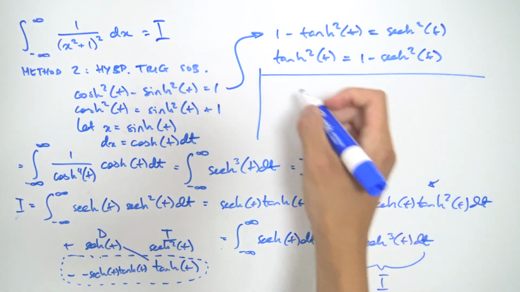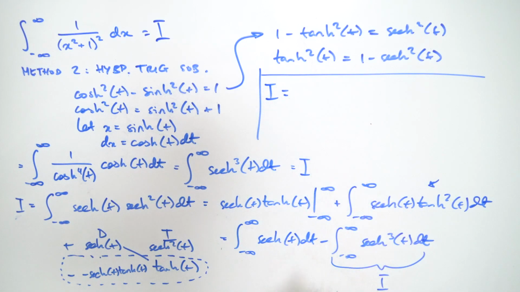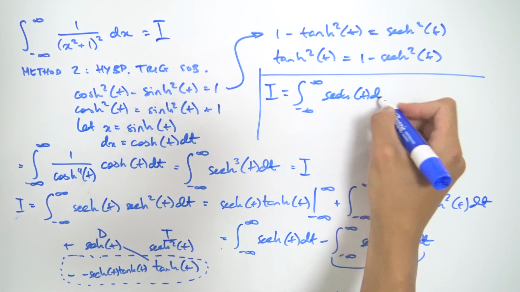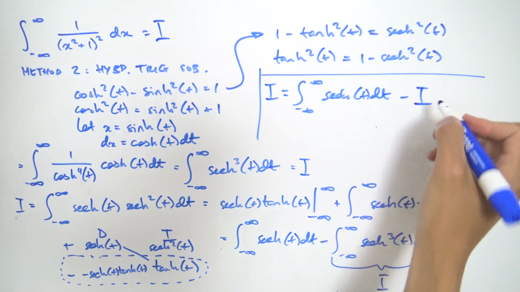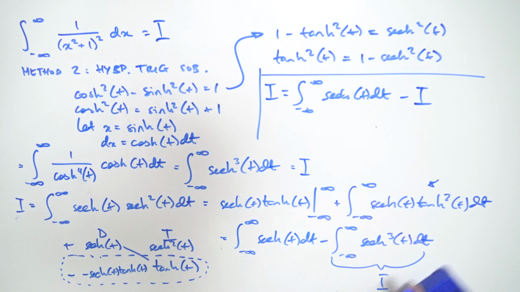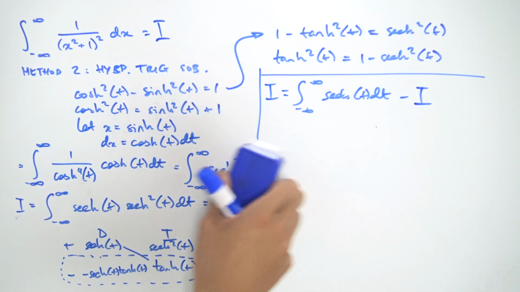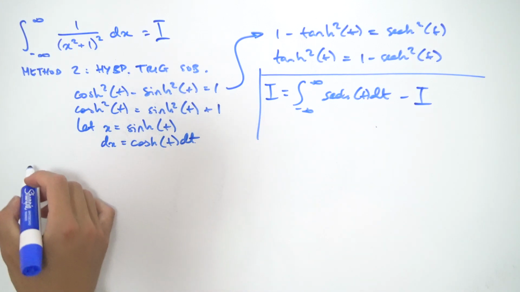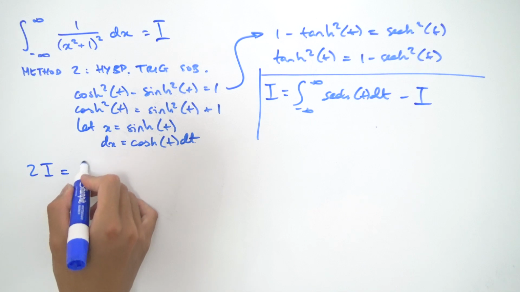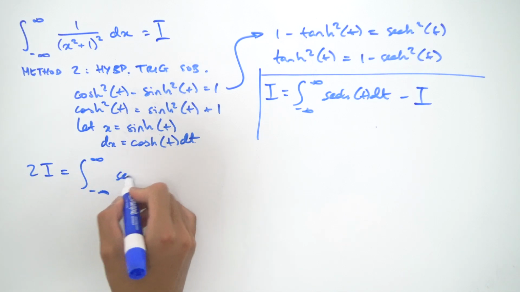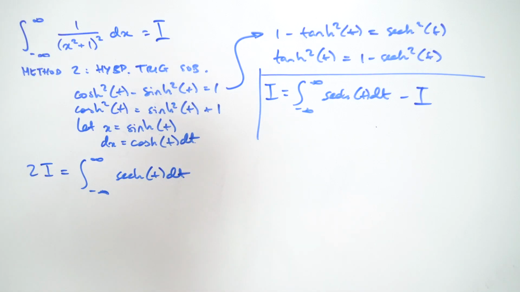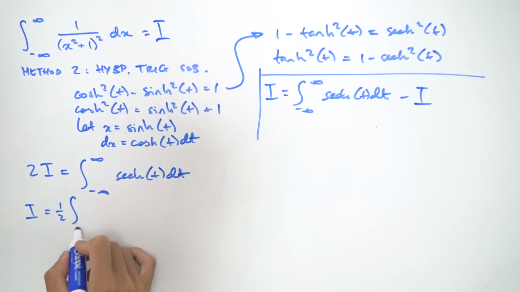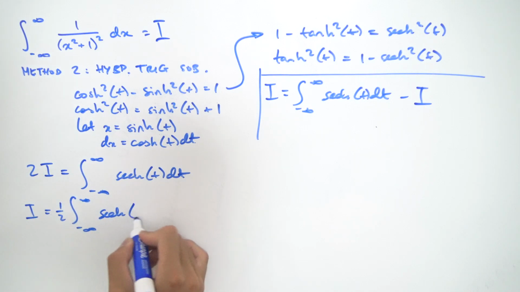We just found out that our I is equal to the integral from minus infinity to infinity of sec of t integrated with respect to t, minus I. And remember, I was the thing we wanted to solve for, so we can treat this as an algebraic expression. We can add I on both sides to bring these two together, and we get 2I is equal to the integral from minus infinity to infinity of sec of t dt. Now we can divide both sides by 2, and we get I is equal to 1/2 the integral from minus infinity to infinity of sec of t dt.